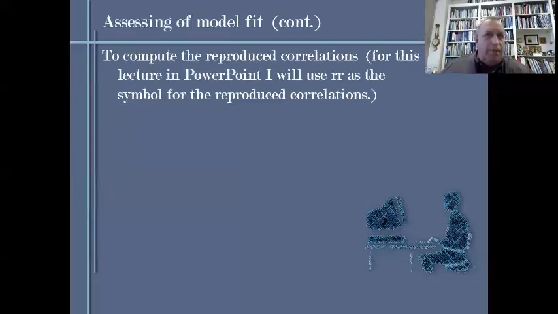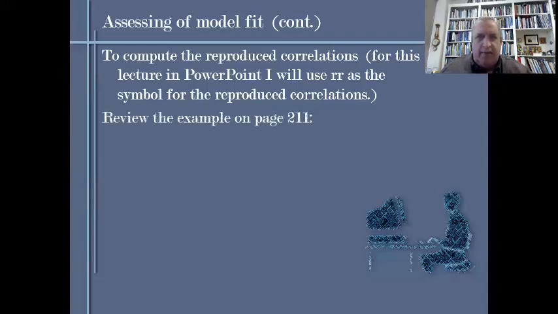Now, to compute the reproduced correlations, for this lecture in PowerPoint, I will use RR as the symbol for the reproduced correlations. I cannot find anywhere how to make the R with a little caret over the top of it. I looked and tried all the different symbols that I could use, and then I did find an article that used RR as the reproduced correlation, so it led me to believe I wasn't the first person that had trouble with that. So anytime in my lecture here you see RR, that's going to be the same thing as the textbook's R with the caret over it.